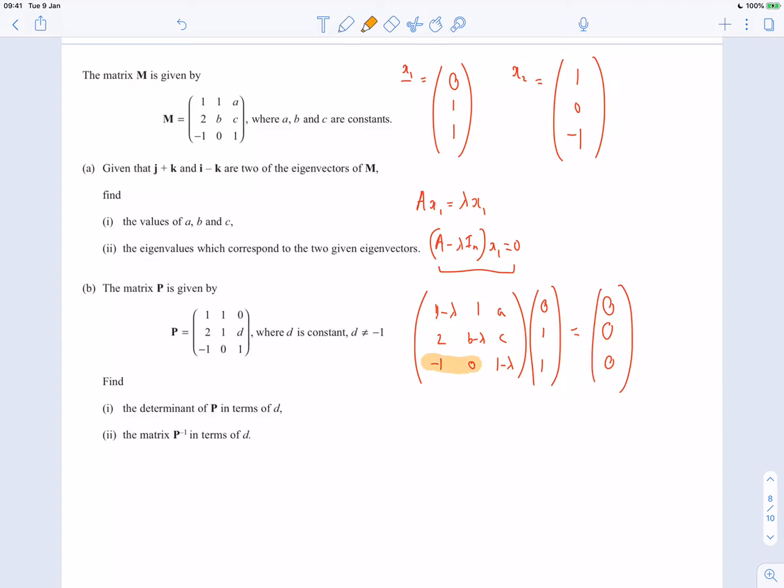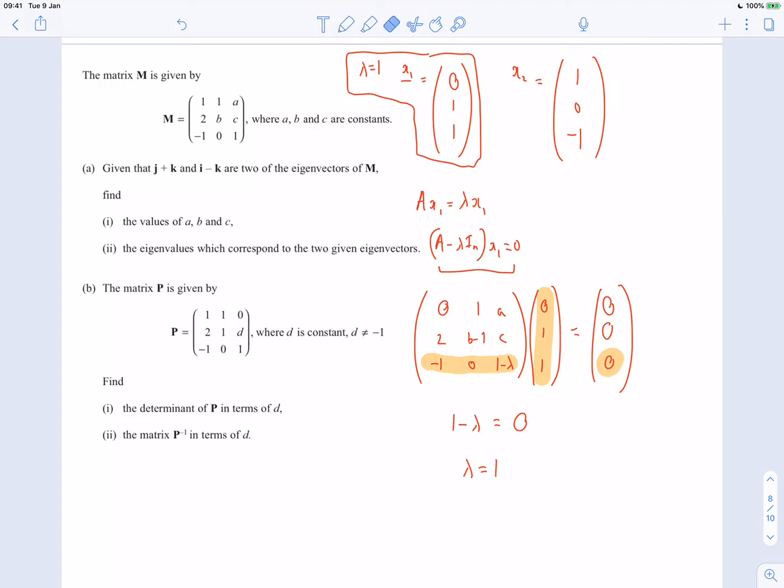Now, if I take the bottom row that doesn't have a, b, and c in it, I can now work out what lambda is. So minus 1 times 0 is nothing. 0 times 1 is nothing. 1 minus lambda times 1 is 1 minus lambda. And that has to equal the bottom element there, which is 0. So immediately we can work out that lambda is 1. For this one anyway. So for this eigenvector, 0, 1, 1, the eigenvalue lambda is 1. So that's nice, because then now I can get rid of stuff. So 1 minus lambda becomes a 0. And then b minus lambda becomes a b minus 1.